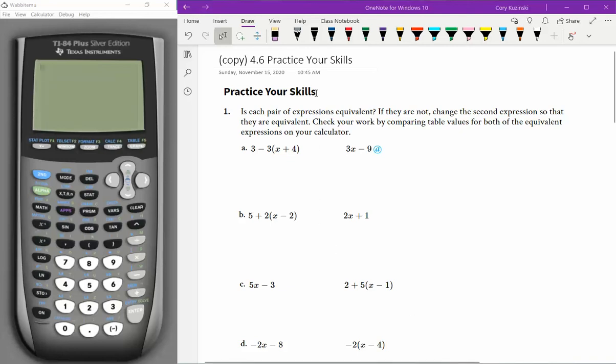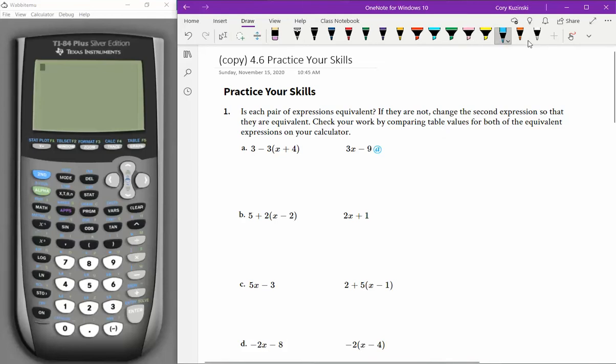We're going to do 4.6, practice your skills. And here we go, we're off. Got a lot of them to do, but they're pretty repetitive. In each pair, are the expressions equivalent? If they are not, change the second expression so that they are. It says check your work by comparing tables and values for the equivalent expressions on your calculator.